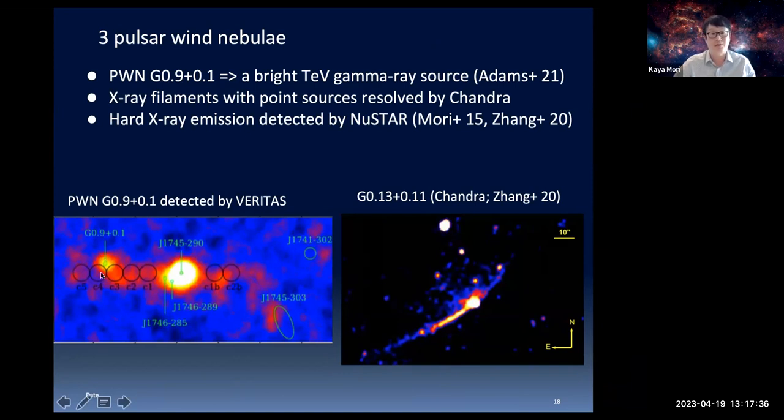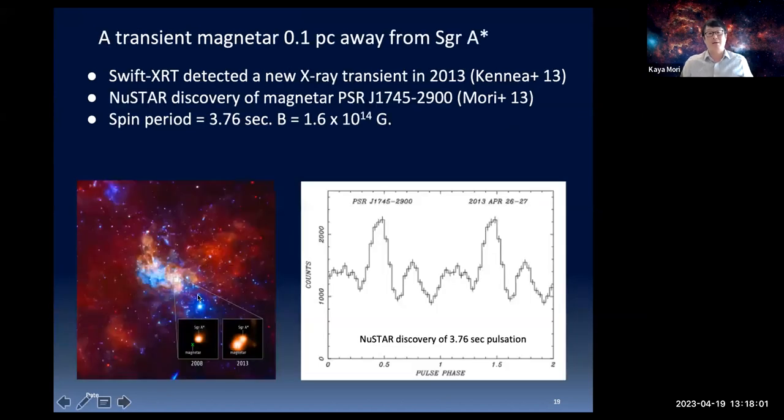And then there are two other X-ray filaments with point-like sources within them. That's one of the filaments. This filament was studied by Shuo Zhang, and you can see a point source here. Again, the pulsation has not been detected, but based on the X-ray morphology, it's very likely that it's a PWN, unlike other X-ray filaments.